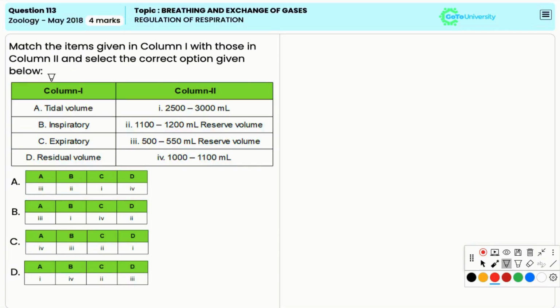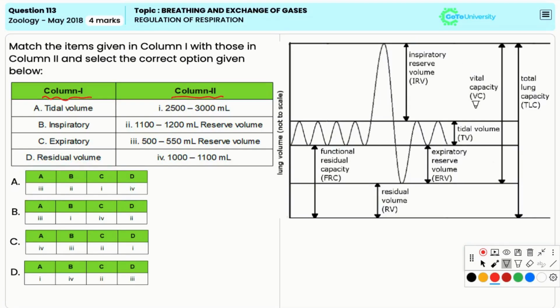In this question, you have to match the items given in column 1 with those in column 2. Now, tidal volume is the volume of air which is inspired or expired during normal respiration, and it is approximately 500 milliliter. Thus, A matches with 3.